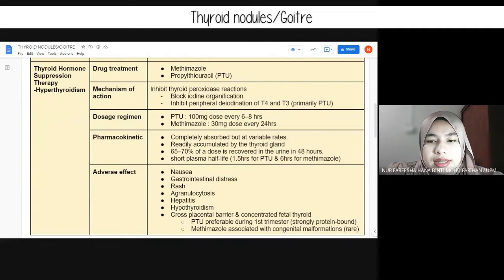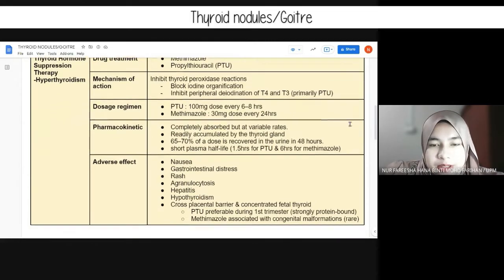For patients that are pregnant, we should avoid methimazole and propylthiouracil as they can cross the placental barrier and concentrate in the fetal thyroid. PTU is actually preferable during the first trimester only because it is strongly protein bound. Methimazole has been associated with congenital malformation. However, it is still rare. So we should avoid using methimazole and propylthiouracil for pregnant patients.